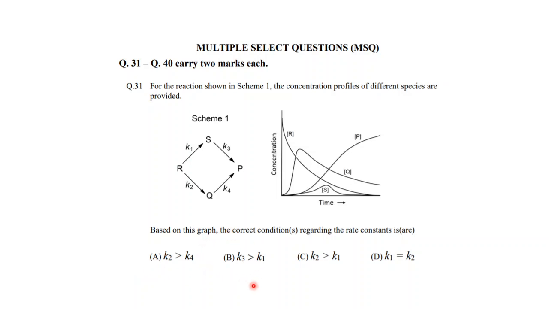Now let's solve option B. Option B is relating K3 and K1. K3 is responsible for the production of P, that is your graph P. And K1 is responsible for S. So this relation is relating P and S, and obviously in this graph you can clearly see that the concentration of P is greater than the concentration of S. So K3 would be greater than K1. So options A, B and C are correct, so all three options are correct, except D.